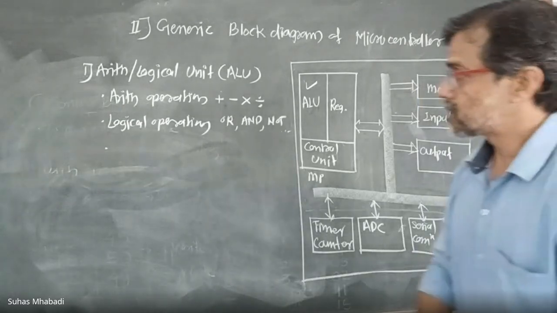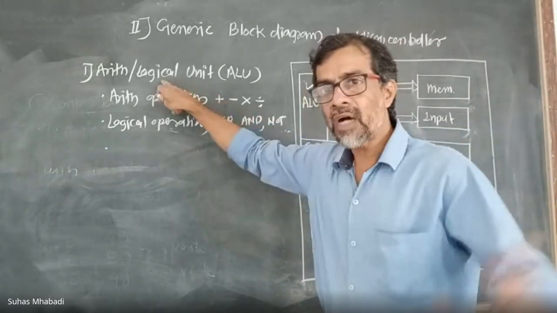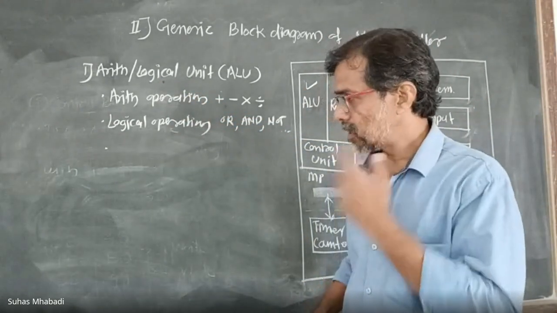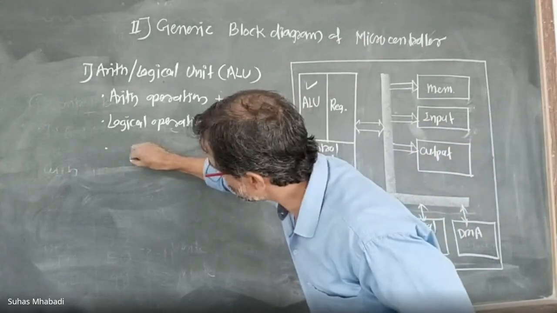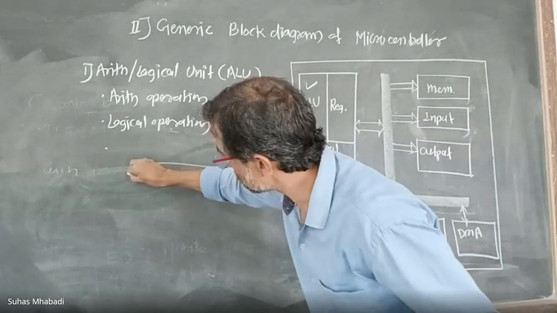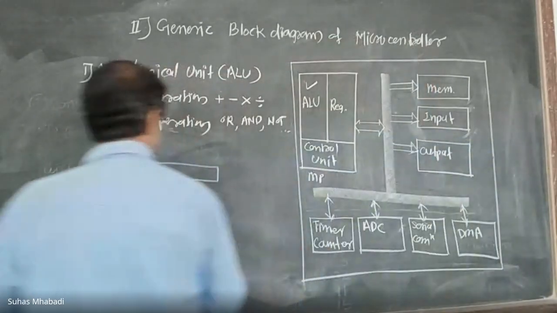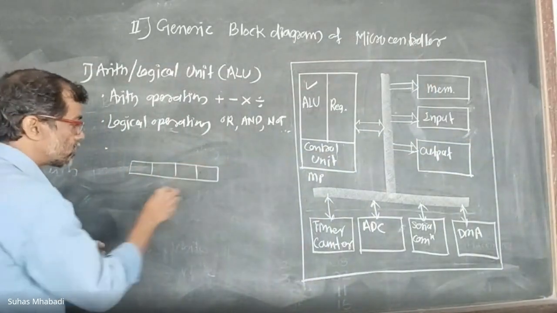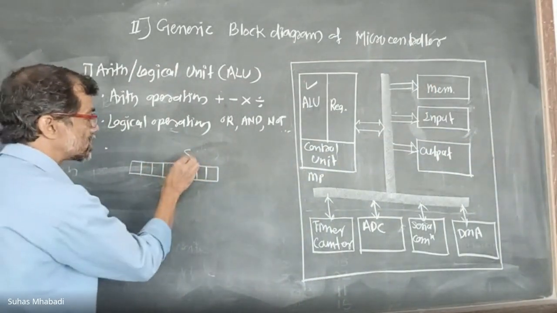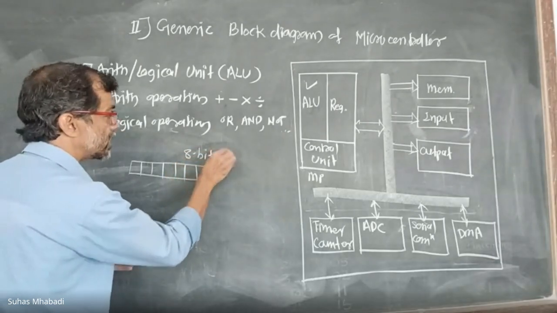What I meant to say, yes. Now this is, if you ask me what it is and how it looks, it looks like this. Don't draw it. It is a register. 1, 2, 4. So this is an 8-bit register.